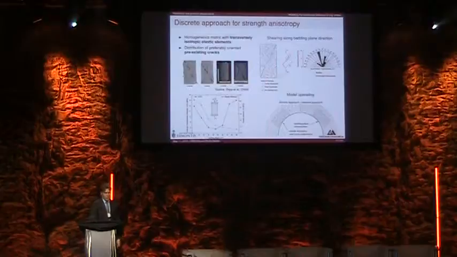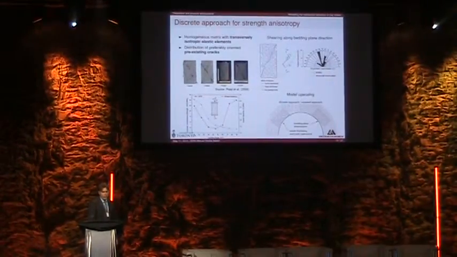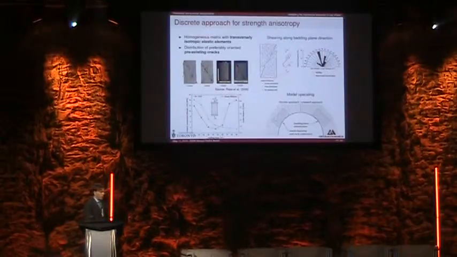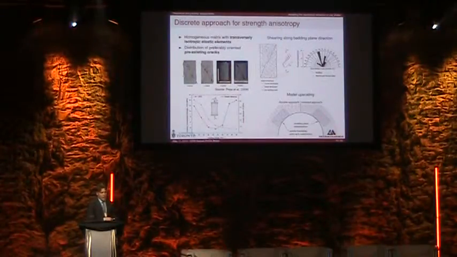Then we started looking at how to model the anisotropy of the shale. The first solution we came up with was this one. Essentially, the stiffness anisotropy is simply implemented with a transversely isotropic constitutive model for the finite elements. To capture the strength anisotropy, we tried this approach: we insert pre-existing cracks into the model, and the anisotropy of strength and failure mechanism emerges as a natural property of the model.